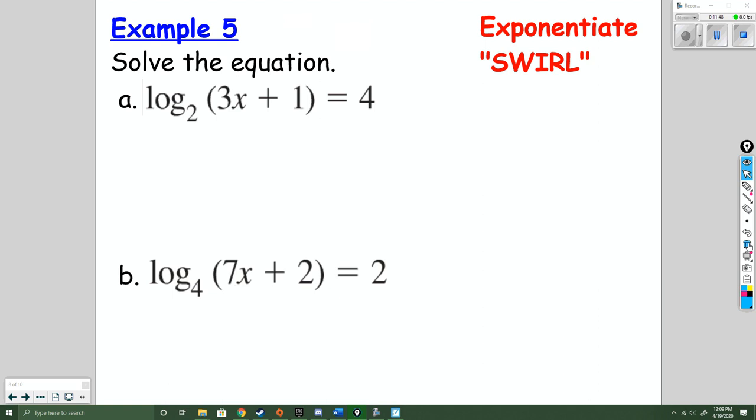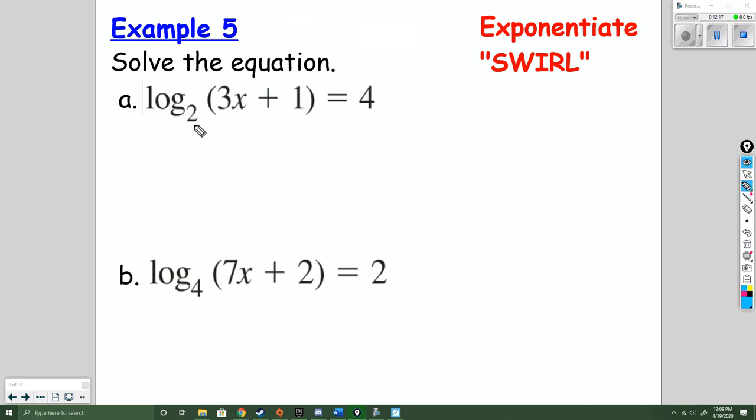Now, another thing that we could do, which we could have done actually in previous examples in our exponential equations, is we could exponentiate, or we could use the SWIRL method. We could rewrite this logarithm as an exponent, and vice versa from before. We could have rewritten some of those exponents as logarithms. So we're going to exponentiate, which means we're just going to write this as an exponent using that SWIRL method that we've talked about before.